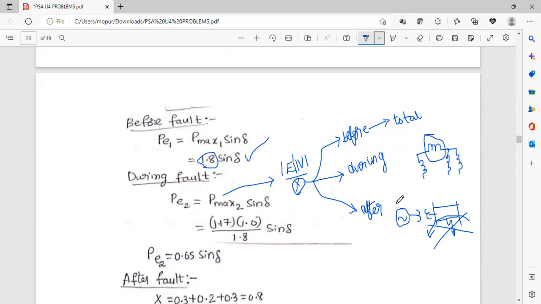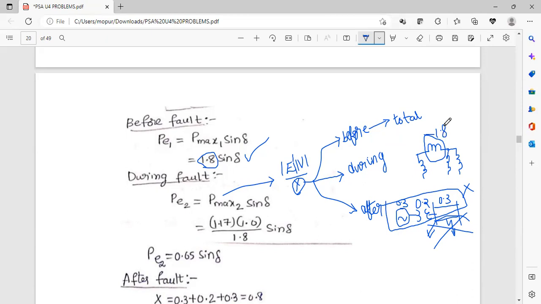So what will happen for the generator? The transient direct axis reactance is 0.3. For the transformer, 0.2. And then for this upper line alone, 0.3. So it will be 0.3 plus 0.2 plus 0.3, that is 0.8. You should only consider this value. This is the value of X. This faulted line is removed. Here, this is 1.8. So you understood how to take the value of X before, during, and after fault.